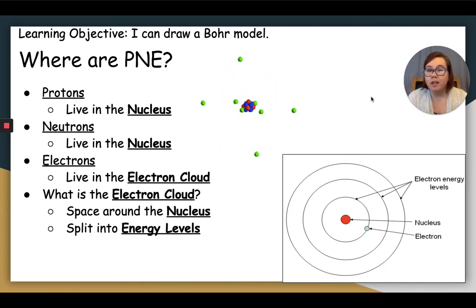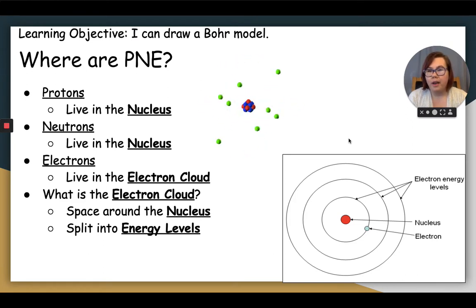And then our electrons live in the electron cloud, and this is the area around the nucleus. And we split this electron cloud into energy levels or energy shells, as you can see in this diagram kind of down in the bottom right. We've got different rings where our electrons will live.